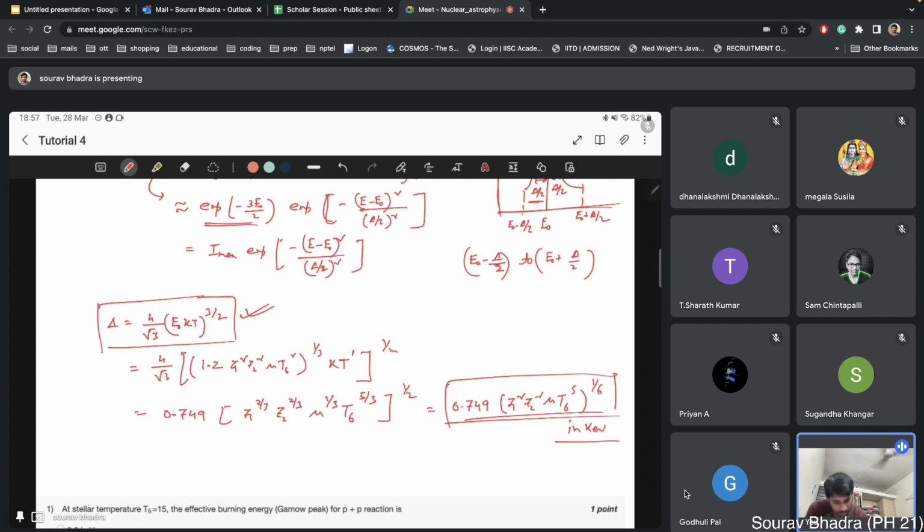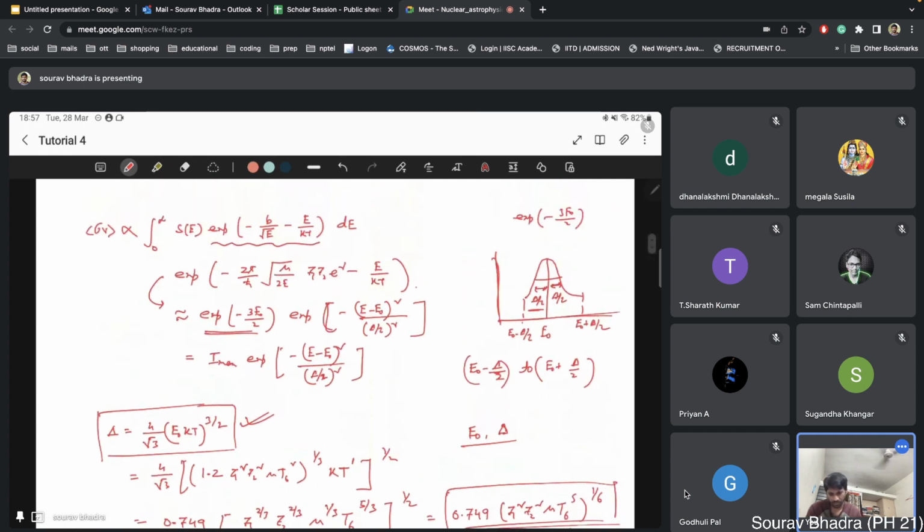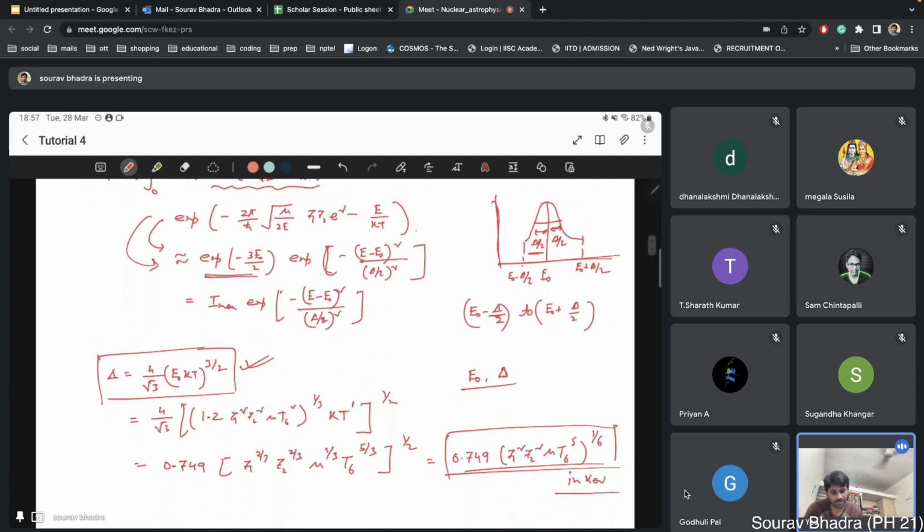So we have calculated the E0 and the delta of the gamma peak by assuming it is roughly Gaussian, it has a roughly Gaussian type profile. Because from this step to this step, it has been assumed that the structure is Gaussian type, otherwise you cannot do it. So delta and E0 we have calculated. Fine.